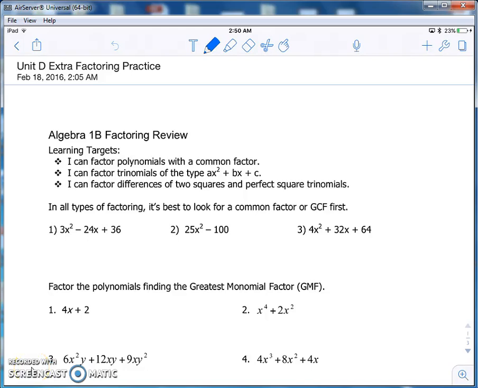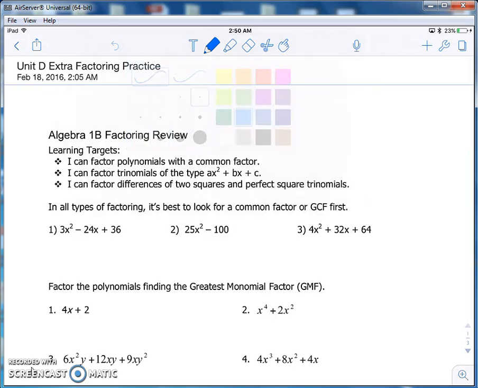Alright, this is our review of the factoring that we've been doing, with one little small introduction and one little new idea. We're going to be looking at factoring and adding in the idea of a greatest common factor. So these three examples we see have a greatest common factor in them.